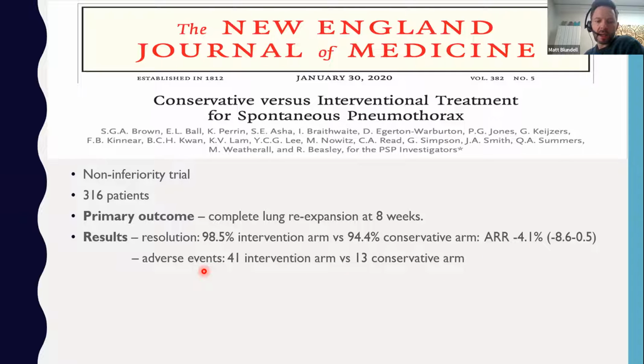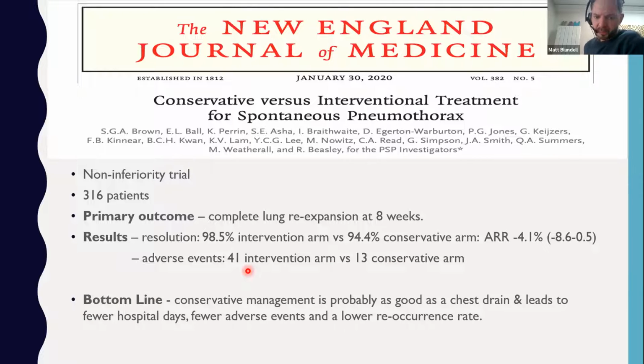Also, more importantly, in the adverse events, the intervention arm had quite a larger amount of adverse events. As you can imagine, those people getting chest drains were more likely to have adverse events. The 13 in the conservative arm were all actually patients who failed their conservative treatment and ended up having a chest drain. So all the adverse events are actually from patients who ended up having chest drains. Their clinical bottom line is that conservative management is probably as good as a chest drain.